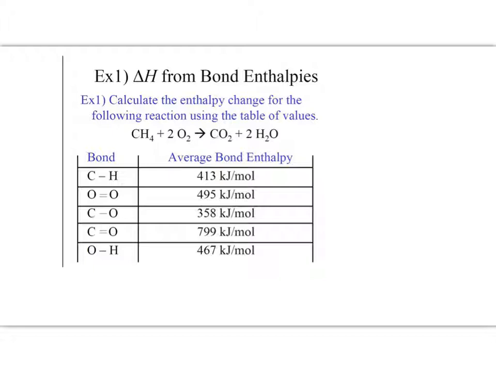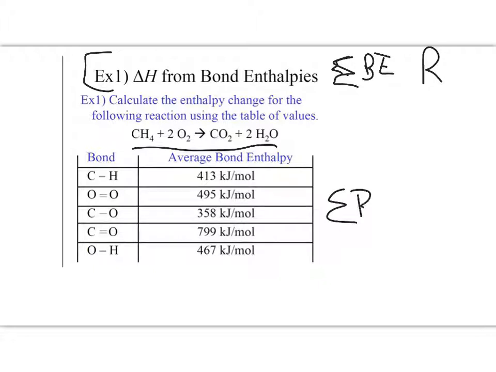Okay, folks, so let's use a practical example here to find our delta H, our enthalpy of this reaction right here. So remember, to do this, we need to take the sum of our bond enthalpy of our reactants, and we also need to find the sum of our bond enthalpy of our products. And then we need to subtract those from one another, right? Reactants minus products. So let's go ahead and do that.